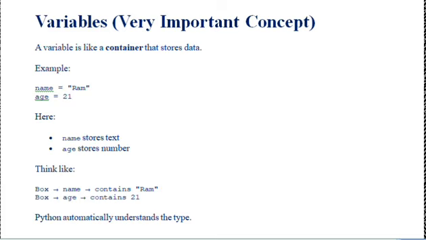Now we come to variables. Variables are a very important concept you need to learn. A variable is nothing but a container which stores data in it. You have a bottle, and in the bottle you are storing water. The bottle is called a variable, and inside it the data has been stored.